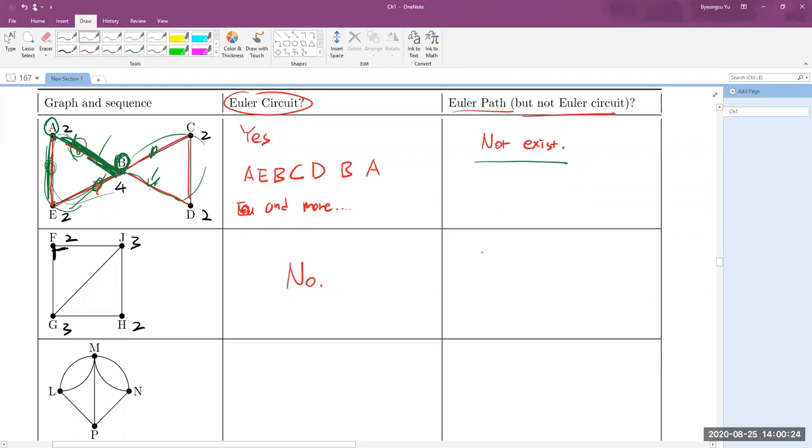But according to Euler's theorem, it has an Euler path, which starts at one of the odd vertices and ends at the other odd vertex, right? So for example, maybe I can travel starting with J and go to H, then go to G, then maybe F, and go back to J. Then lastly, go to G, right? Then I use every edge, starting at J and ending at G, right? So that's one of the Euler paths. And there are some more Euler paths here.